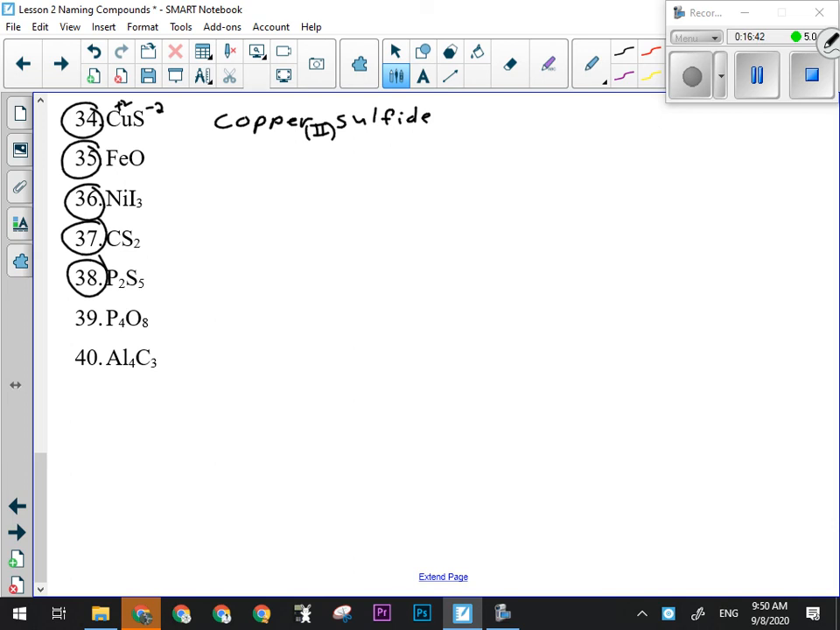For number 35, similar situation. We've got iron with oxygen, so we'll have iron something oxide. We're going to need a Roman numeral. We look at the oxygen to tell us which one, -2. That means this iron must be a +2 because they're 1 to 1.